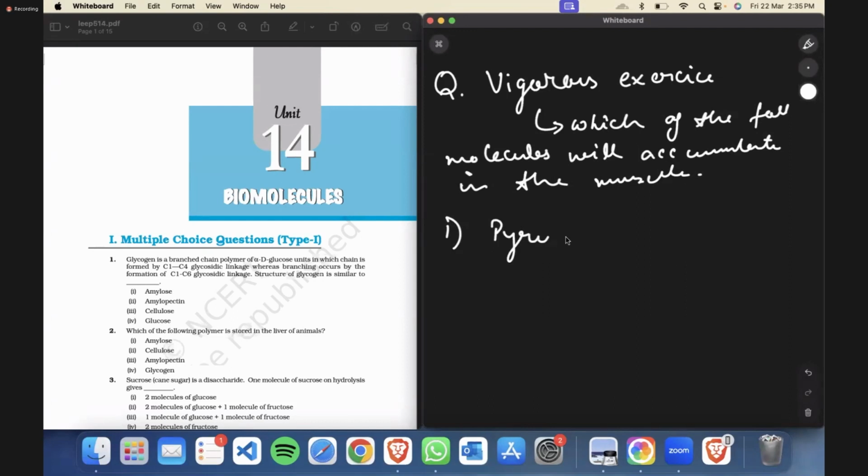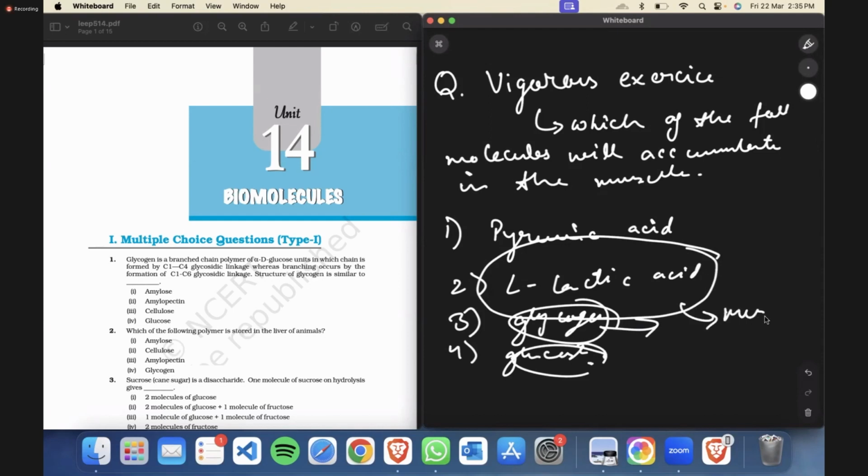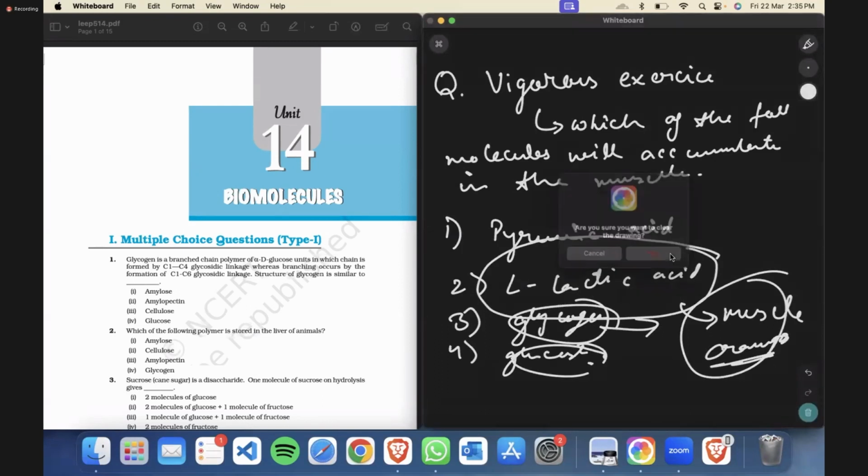You have pyruvic acid, L-lactic acid, glycogen, glucose. The glycogen is stored in the liver. It is decomposed into glucose. Glucose is used by the muscle. L-lactic acid gets stored in the muscle, which causes the muscle cramps. If you have played cricket or football for a long duration, then when you come home, you must have faced such muscle cramps. These are because of the accumulation of lactic acid.